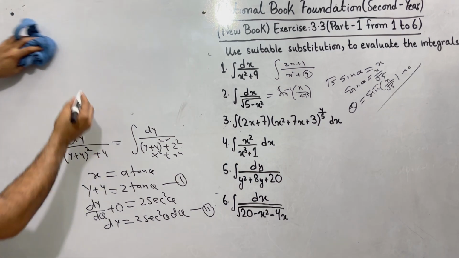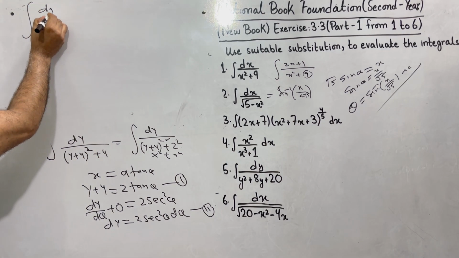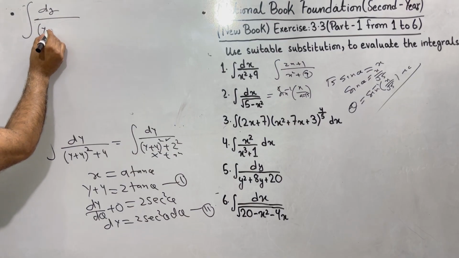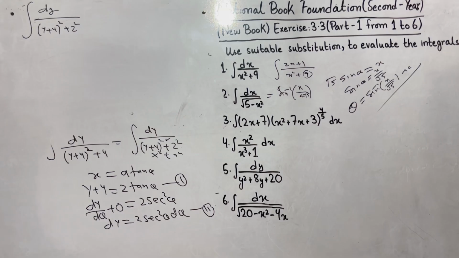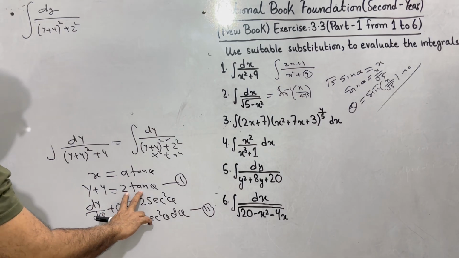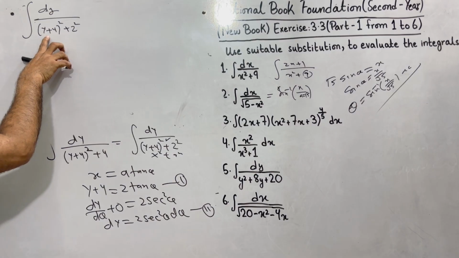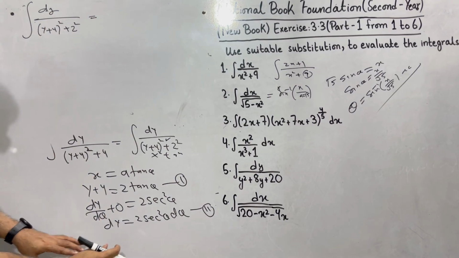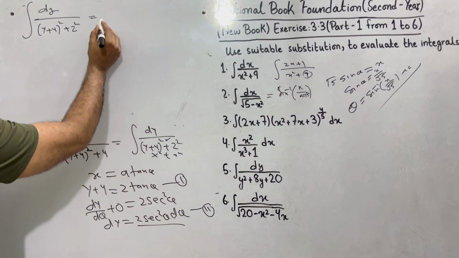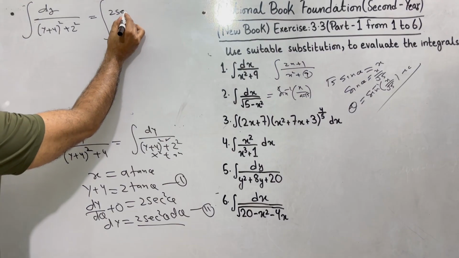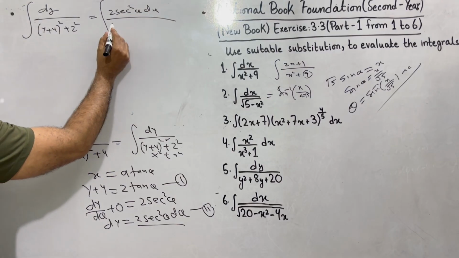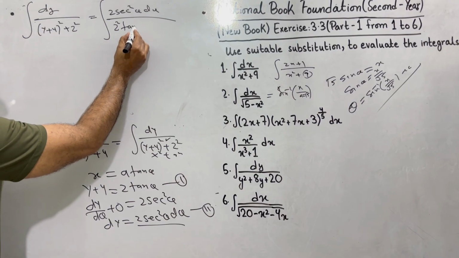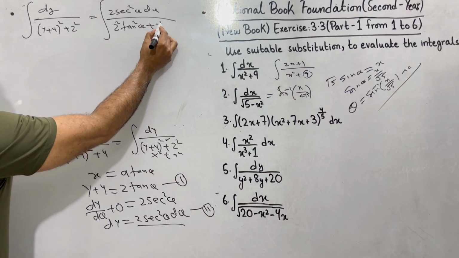Okay, let me write this step again. That is dy over (y plus 4) whole square plus 2 square. We have assumed that y plus 4 is equal to 2 tan theta. Instead of this, write 2 tan theta, and instead of dy, write 2 sec square theta d theta. So we are having 2 sec square theta d theta over 2 square tan square theta plus 2 square.